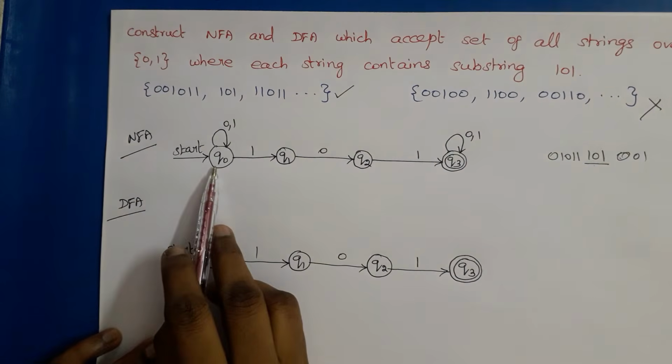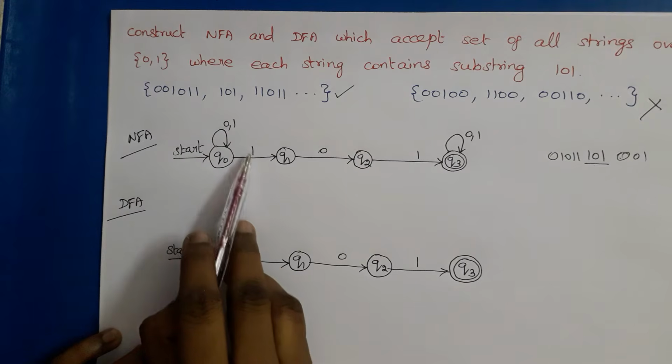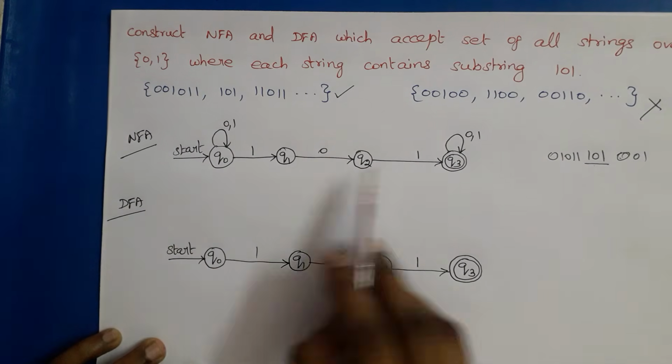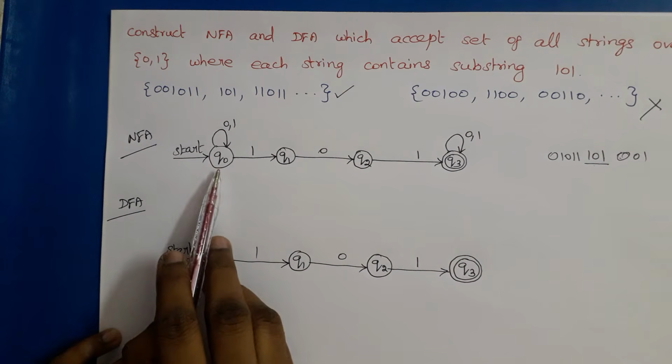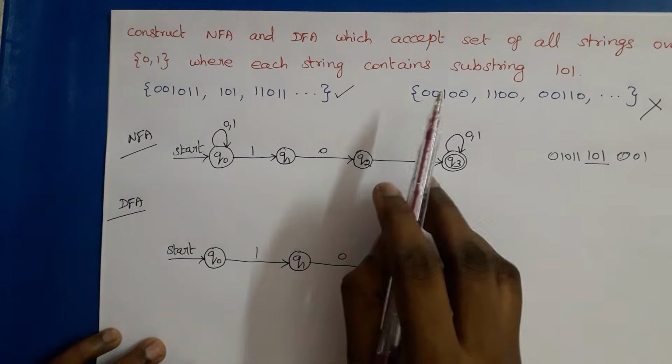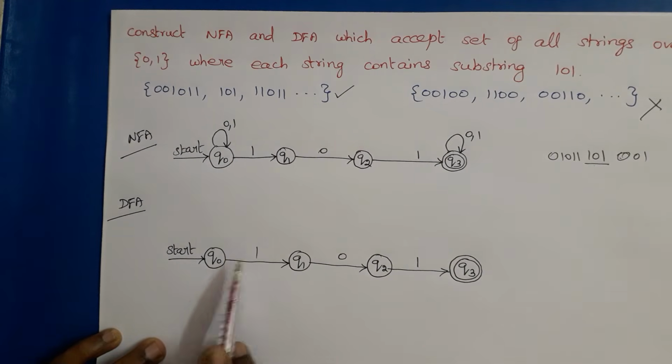And here, in the NFA, Q0 has two transitions for state 1. This is not possible in a DFA. So in the DFA, if we want to construct a machine for the substring, then in Q0, if 1 is the input symbol, the state should change to Q1, because we need to reach the final state. So Q1 is reached after recognizing 1.